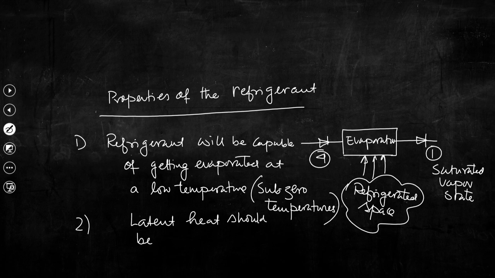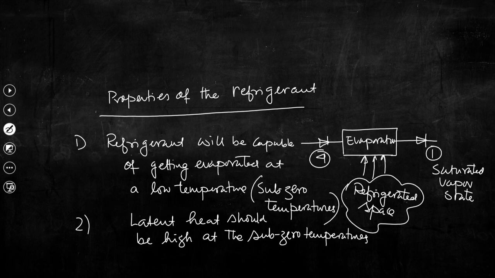Latent heat should be high at the sub-zero temperature. So, these two are basically the properties a refrigerant should have.